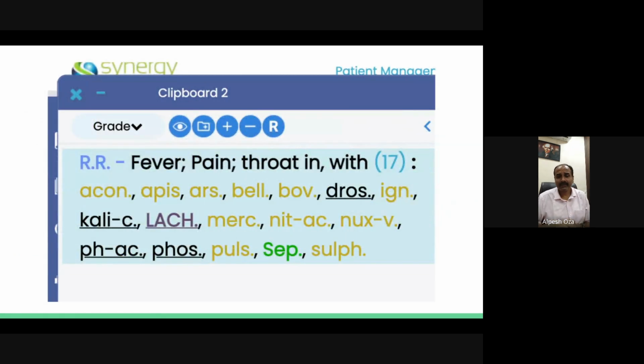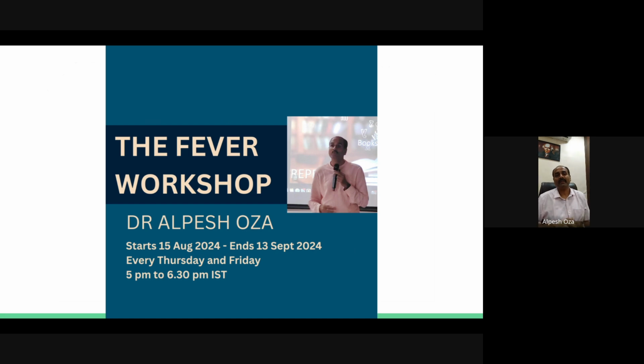There will be patients with pharyngitis. There is a rubric in the fever chapter, pain in the throat with. There are 17 remedies. Then you will have to go and find out the peculiar symptoms of the remedies and also fever related symptoms. So these are the complexities in treating fever cases.